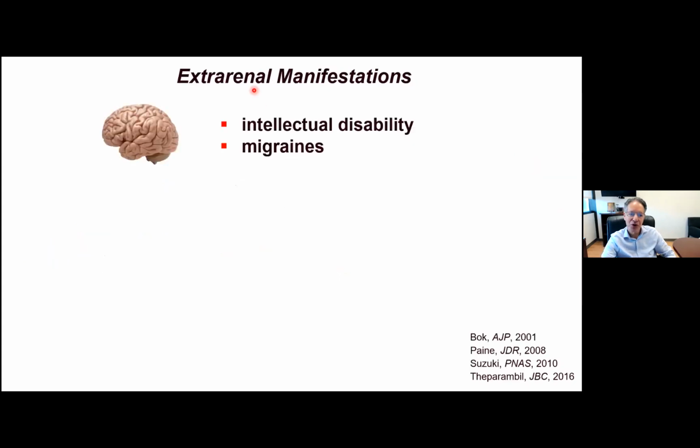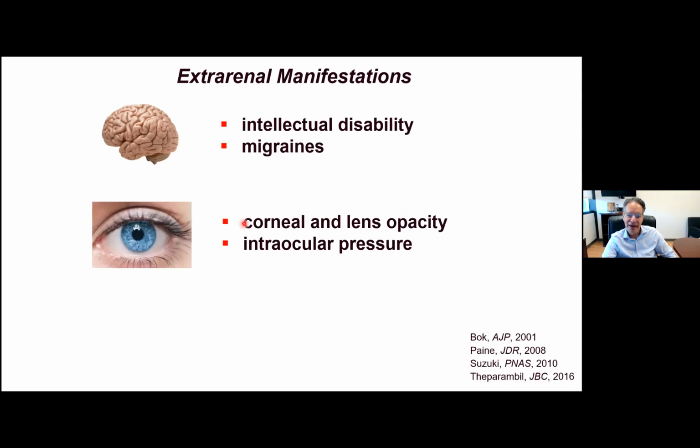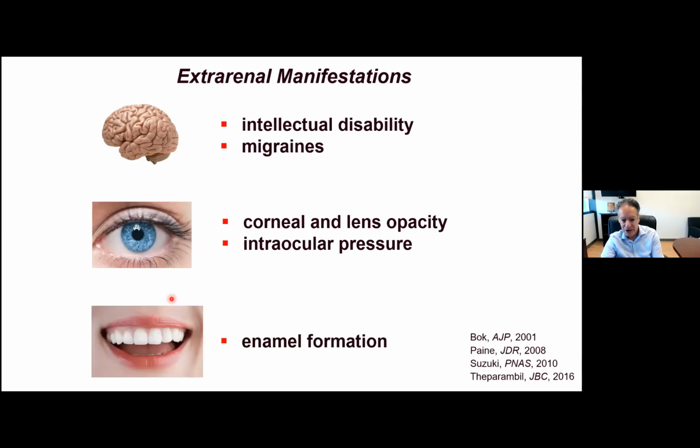These patients also have extrarenal manifestations, including the brain, where they have intellectual disability and migraine headaches. These aren't well understood. It's just more phenomenology. In the eye, they have corneal and lens opacities, and they also have glaucoma. Their intraocular pressure goes up. And they also have abnormal teeth formation. We've shown in knockout mice that NBCE1 is very important in mammals for enamel formation.